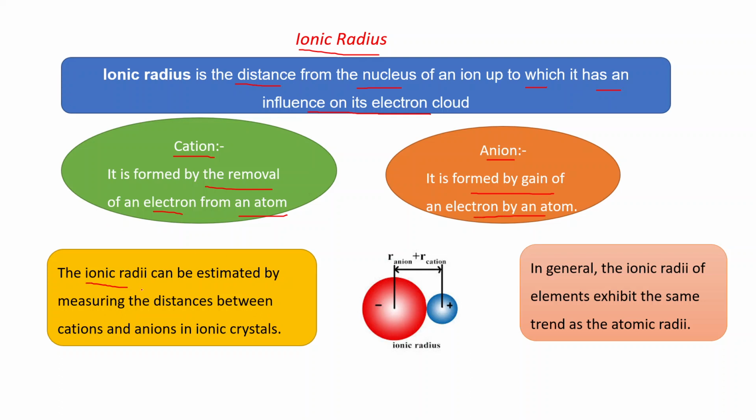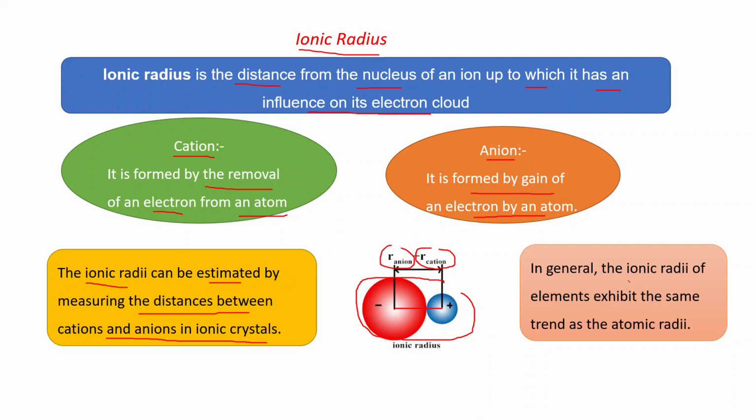The ionic radii can be estimated by measuring the distances between cations and anions in an ionic crystal. This is a simple part of an ionic crystal in which cations and anions are represented. And from this to this is the internuclear distance between cation and anion. With the help of this, we can find out the radius of cation and radius of anion.